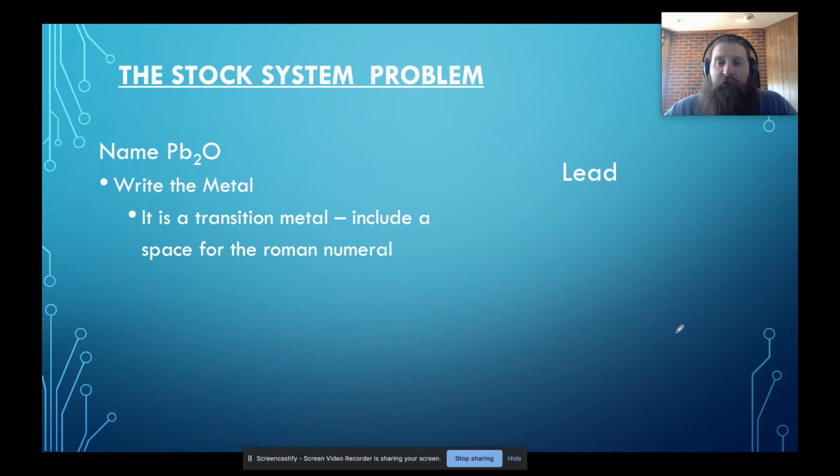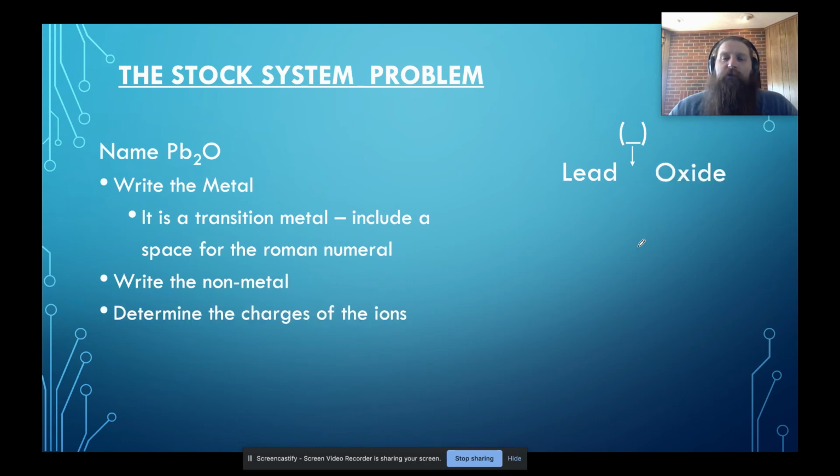It's a transition metal, so I need to put in a little space for where I'm going to put my Roman numerals. Your Roman numerals go inside parentheses, so I would just draw parentheses like that. Write the nonmetal. Oxygen is going to become oxide. We know that. We have to determine the charges on our ions, so we have to do a little bit of scratch work.